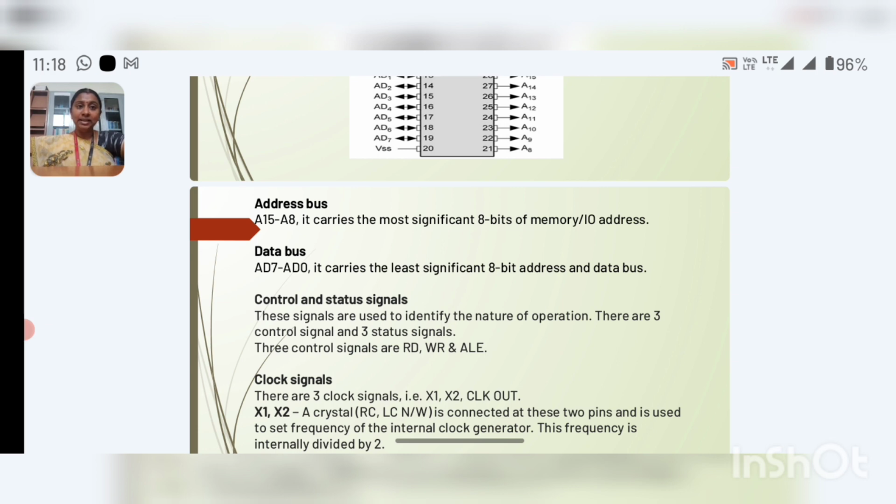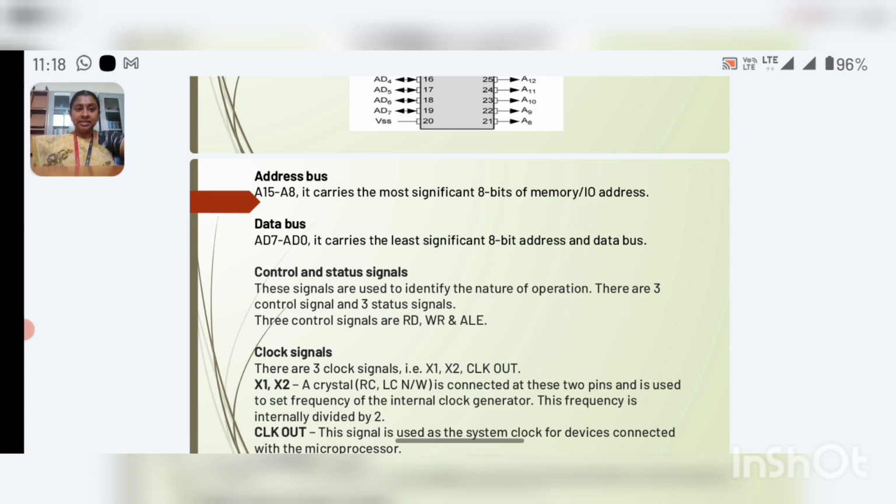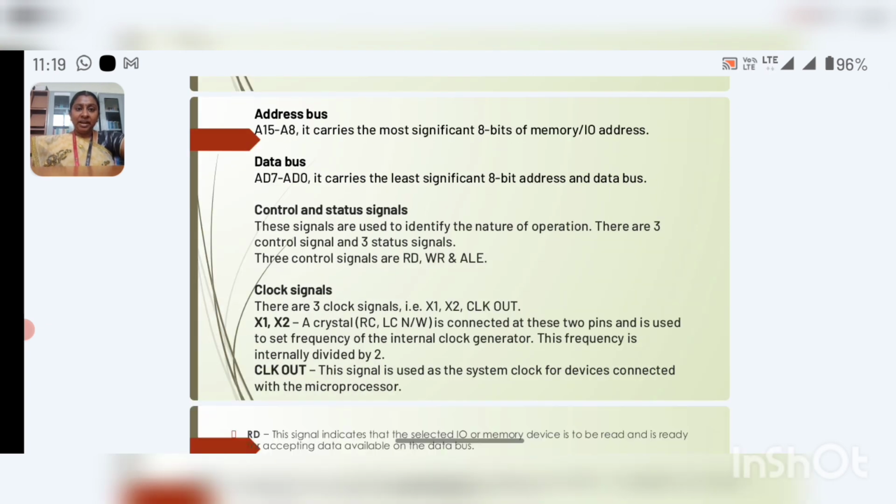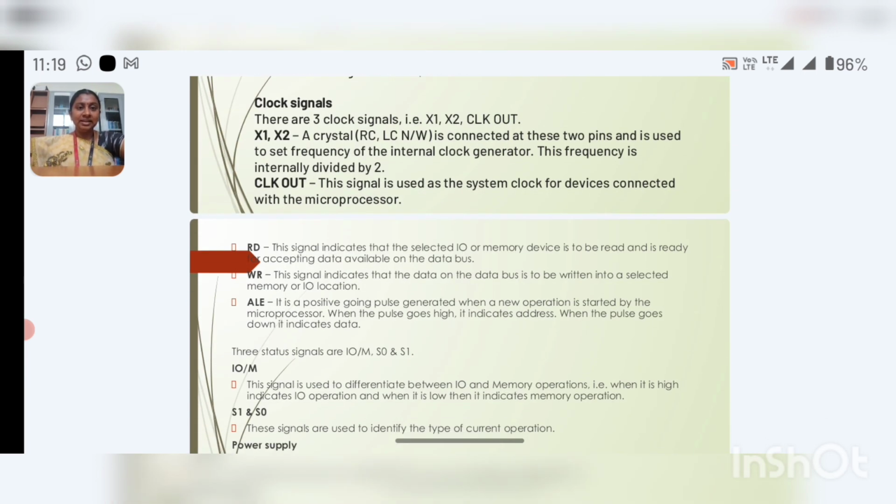Then the control and the status signals. There are three control signals and three status signals. The three control signals are RD, WR and ALE. RD is nothing but read, WR is write, and ALE is address latch enable. Here the read signal is used to read the data from the memory. Write is used to write the data into the memory, and ALE is mainly used for generating the new operation which is being started with the microprocessor.